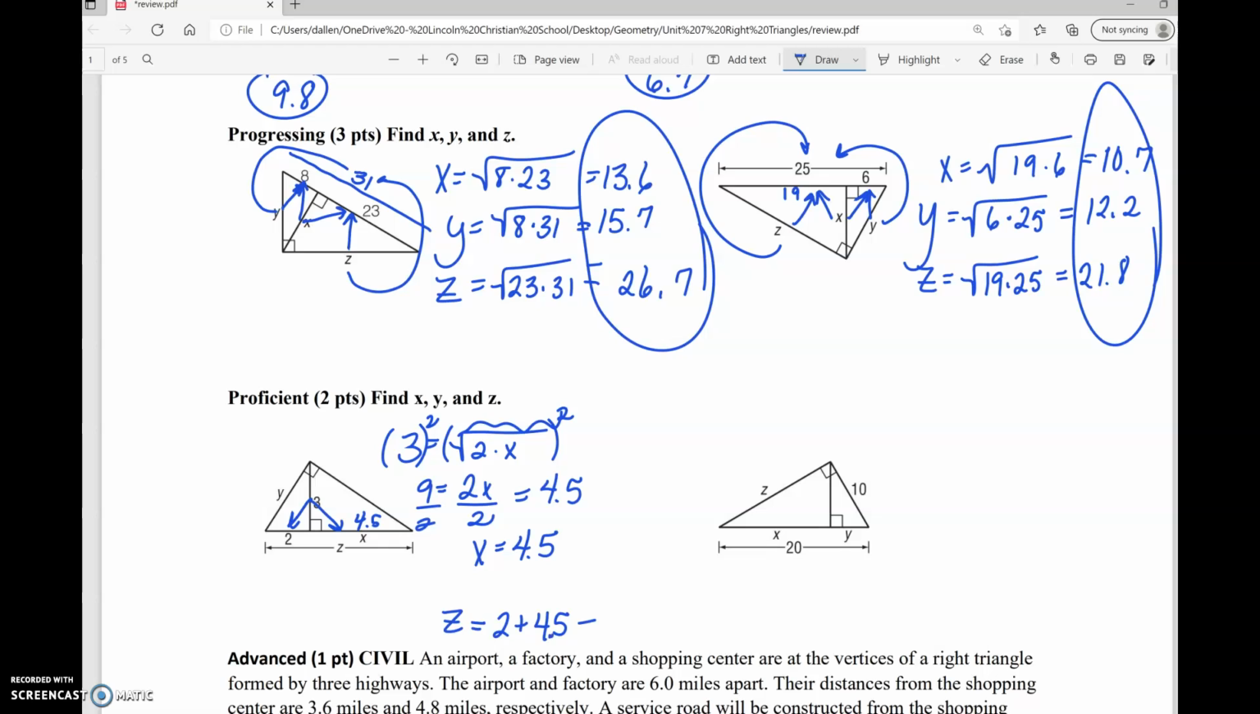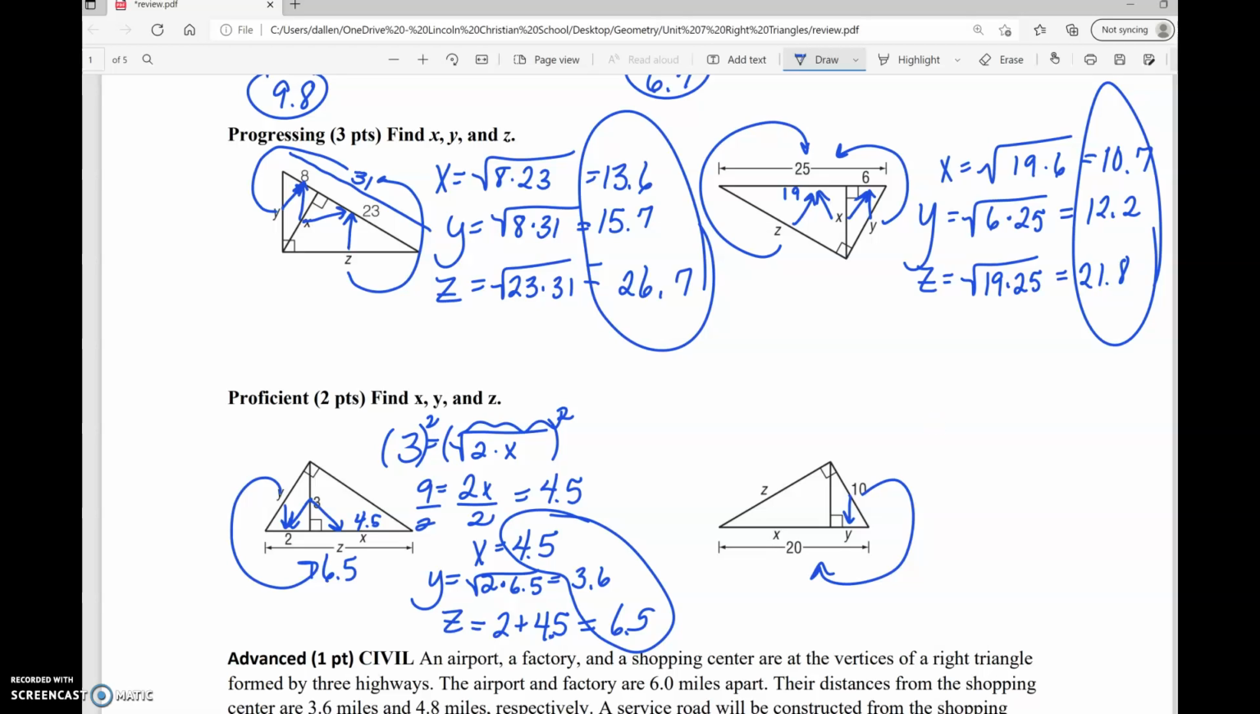And then once I have x, z is pretty easy because it's just 2 plus 4.5. So that is 6.5. And then y is the geometric mean between 2 and this whole length, which is 6.5. So 2 times 6.5, 3.6. And then here again, same thing. You're going to have one that was the geometric mean. So 10 is the geometric mean of the side straight from it, and around.